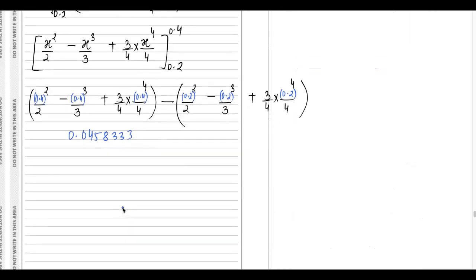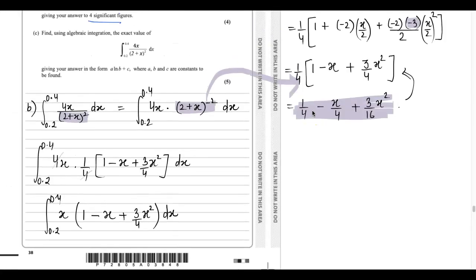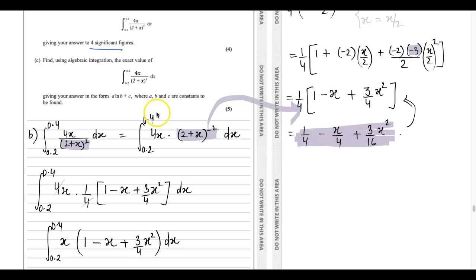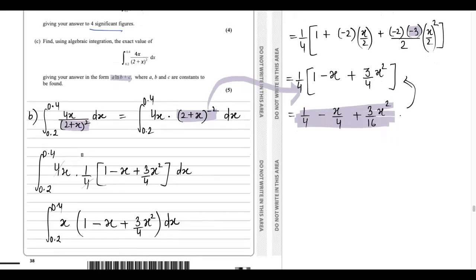So what would that be? Would that be 0.4583, right? Now let's check the C part. What the C part says: find, using algebraic integration, the exact value of this, giving your answer in the form a ln b plus c. Okay, fine. So let's get started.